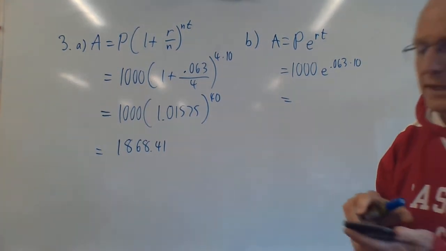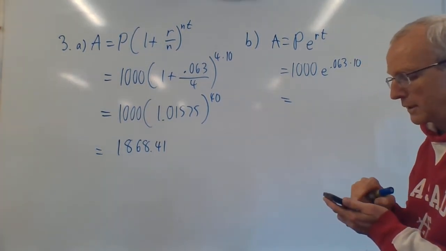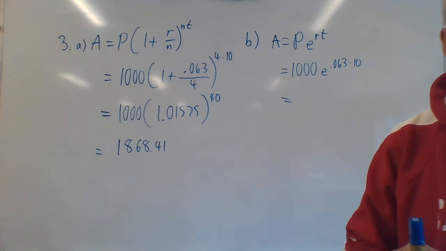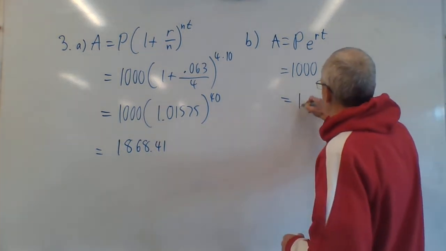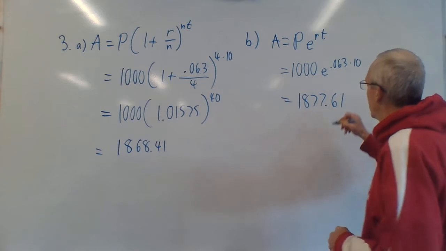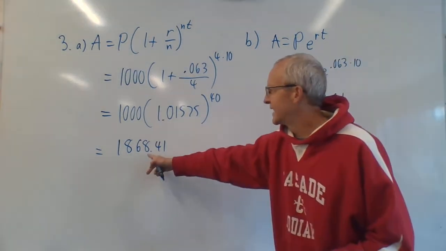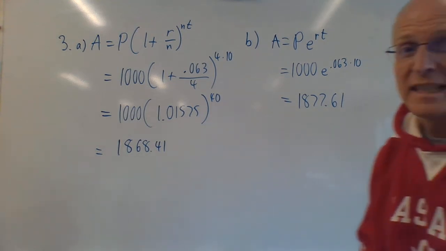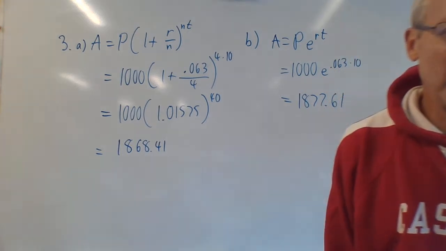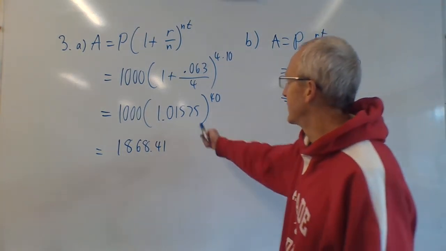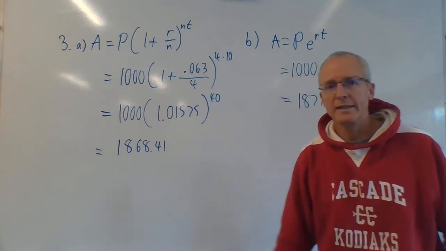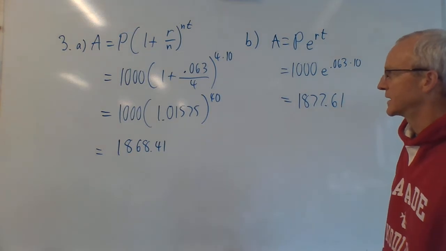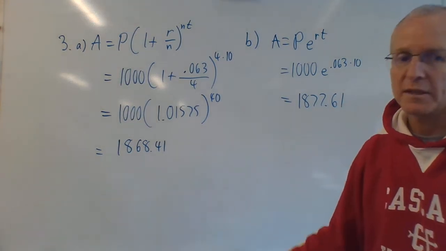So e to the 0.63 times 1,000, and I get 1877.61 at the end of 10 years, which, okay, it's not a whole lot better, is it? Only about $9 better. So again, continuous is best, but as long as it's even 4 times a year, not so bad. It's not that much less. You know, it adds up, but still, it's not so horrible.